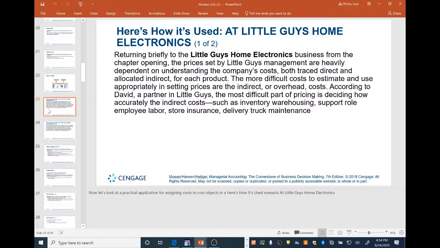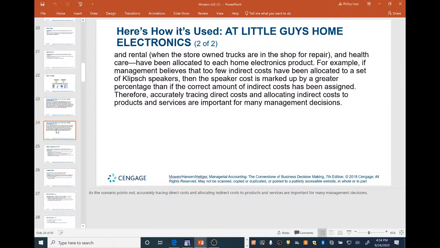allocate the indirect costs, such as inventory, warehouse, the support role, employee labor, store insurance, delivery, truck maintenance. So that's going to be his biggest challenge here, right? Is trying to learn how to allocate these costs right here, the indirect costs, and the rental. Healthcare, they've all been allocated to the home electronics products.